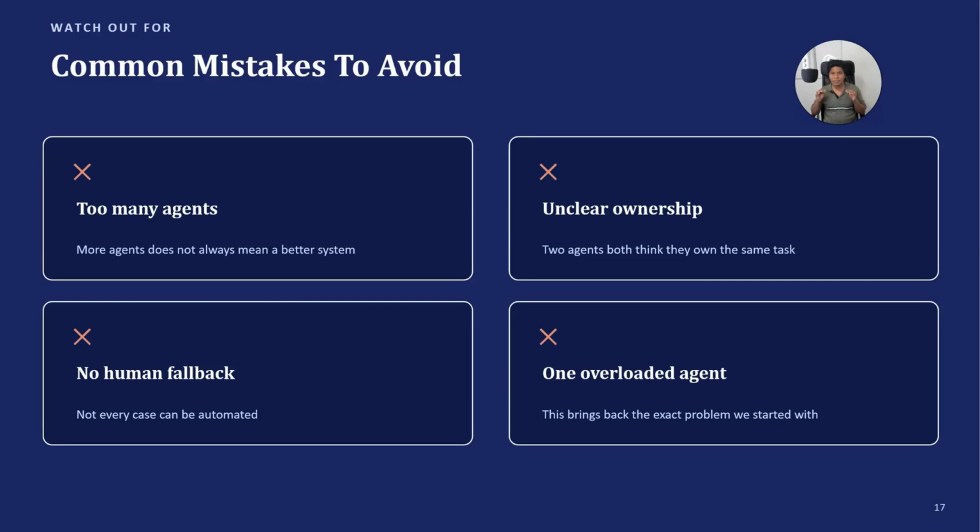Now let us talk about the common mistakes people make. The first mistake is creating too many agents for a simple task. More agents does not always mean a better system. The second mistake is unclear ownership. If 2 agents both think they are responsible for the same thing, you get conflicts. The third mistake is skipping the human fallback. Not every case can be automated. The fourth mistake is overloading a single agent with too many responsibilities. This brings back the exact problem we started with. Keep the design simple, keep the responsibilities clear, and always plan for the edge cases.